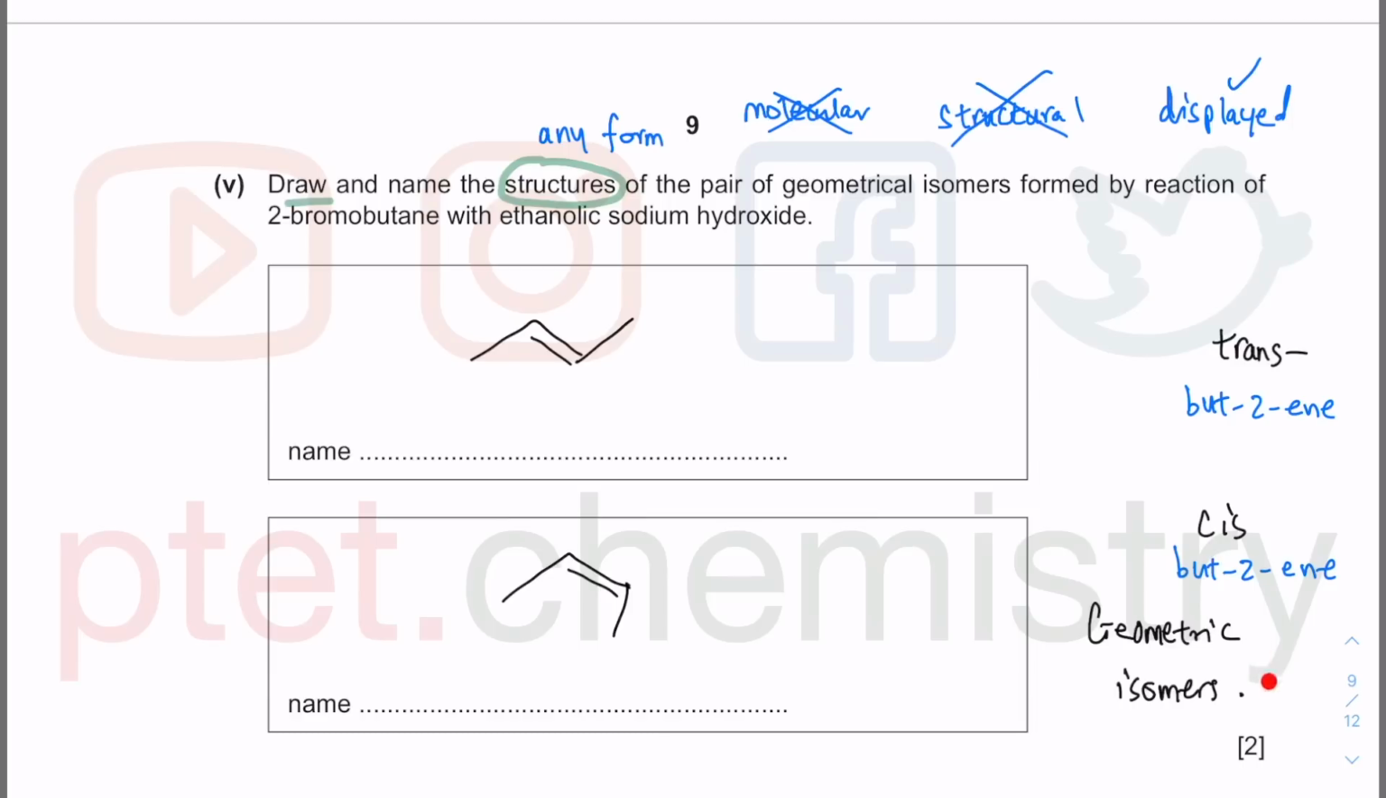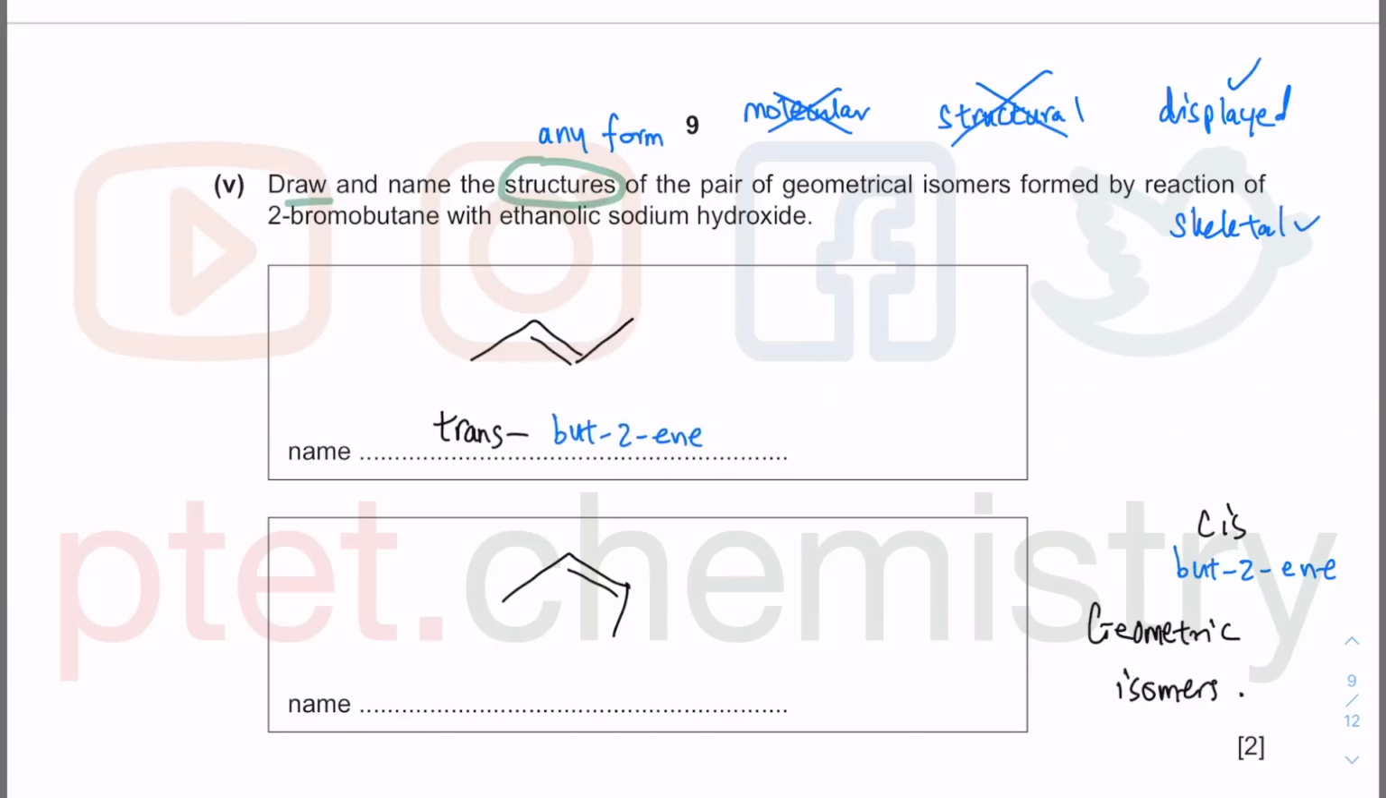stereoisomers. Stereoisomers definition: same molecular formula, same structural formula. You try to write differently, they will have the same structural formula. You cannot show the difference at all. So you can only do displayed, or you can do skeletal. Both of them are acceptable here to show cis and trans, and I already named it previously.